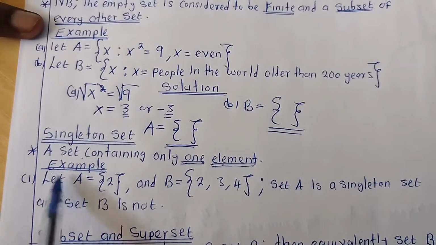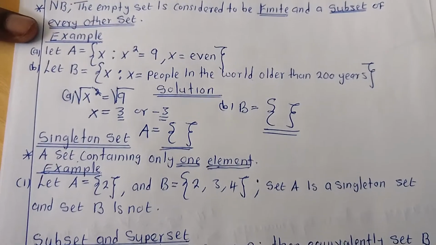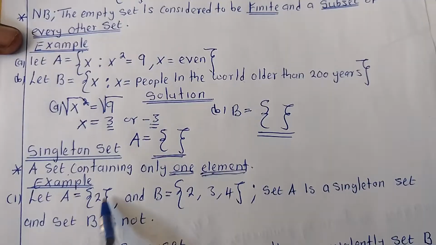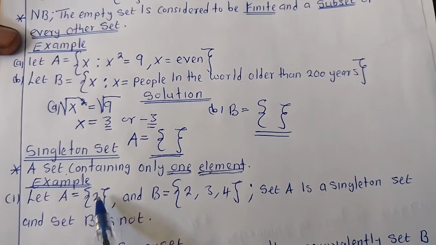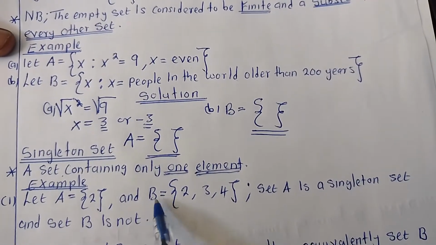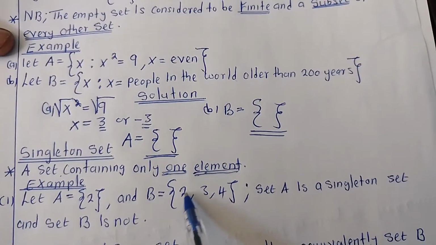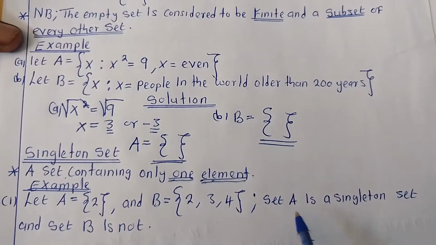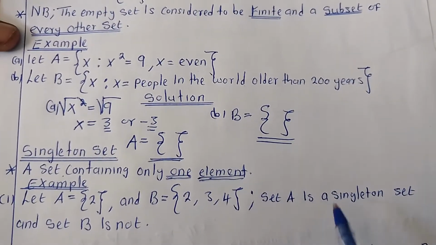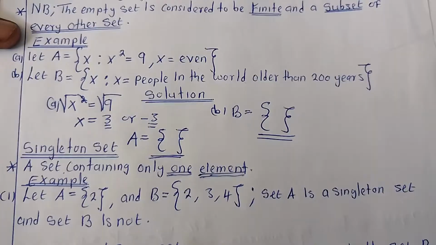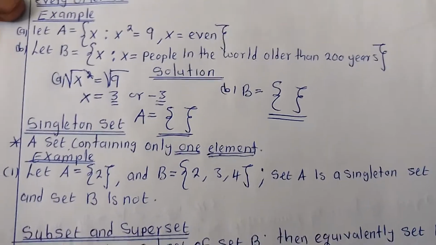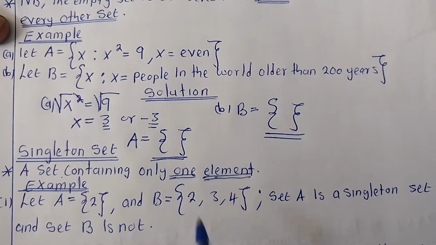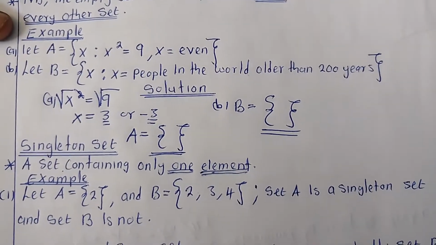Now, we have an example here which is quite beautiful. Let A equal to this set, where this set simply contains 2, and B equal to this set, which simply contains 2, 3, and 4. Now, you must be able to understand that set A is a singleton set because it only contains one element, which is 2. And the set B is not a singleton set because it contains 3 elements.